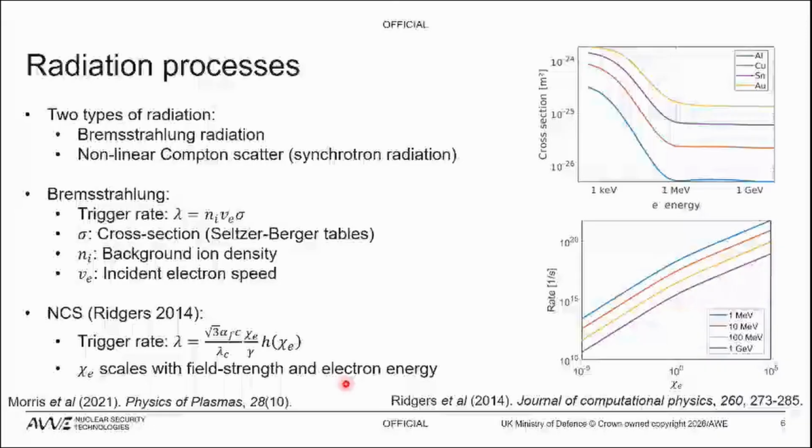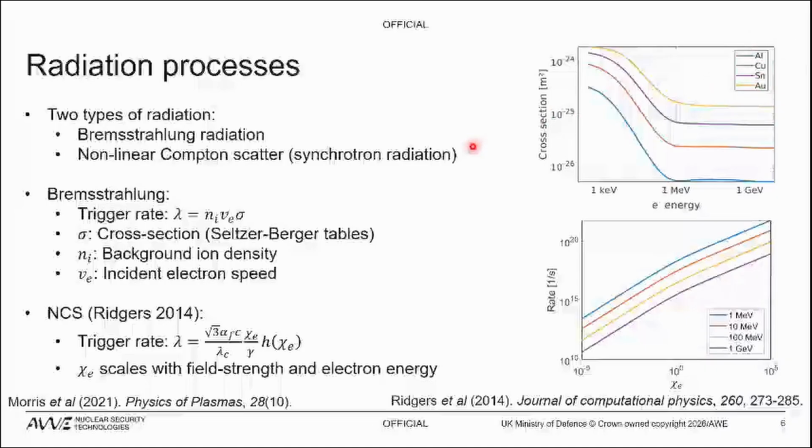Now I'm just going to go very briefly over all the physics packages I could be bothered to write up. We have two types of radiation. So two processes will emit photons in EPOCH. You have Bremsstrahlung radiation, which is defined by the Seltzer-Berger tables. It has cross-sections as a function of incident electron energy, which look like this for different materials.